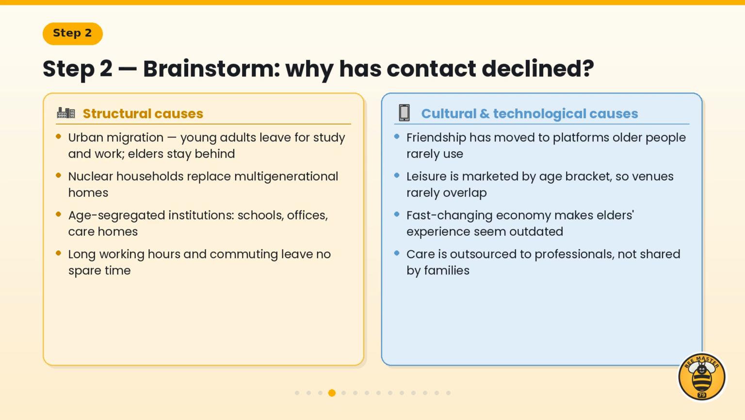On the cultural and technological side, friendship has moved to platforms older people rarely use. Leisure is marketed by age bracket. A fast-changing economy makes older people's experience look outdated, and care is outsourced to professionals rather than shared by families.